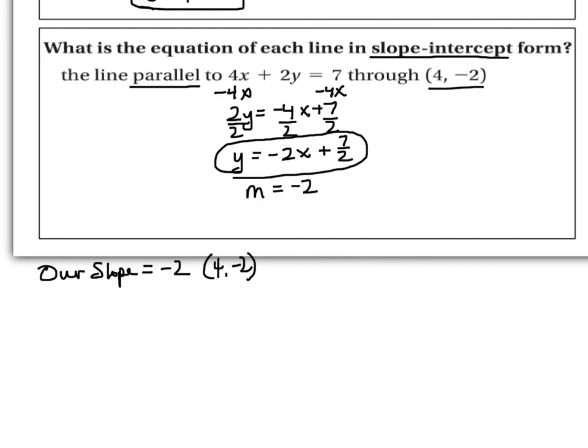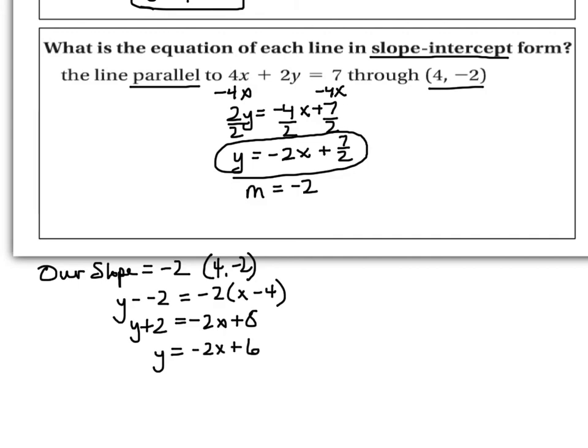So I plug this into point slope form. Y minus negative 2 equals negative 2 times x minus 4. This becomes y plus 2. If I distribute the negative 2, I get negative 2x plus 8. So now, when I subtract 2 here, y is going to equal negative 2x plus 6. This line right here is parallel to this guy. And you'll notice the slopes are exactly the same, and the y-intercepts are different.